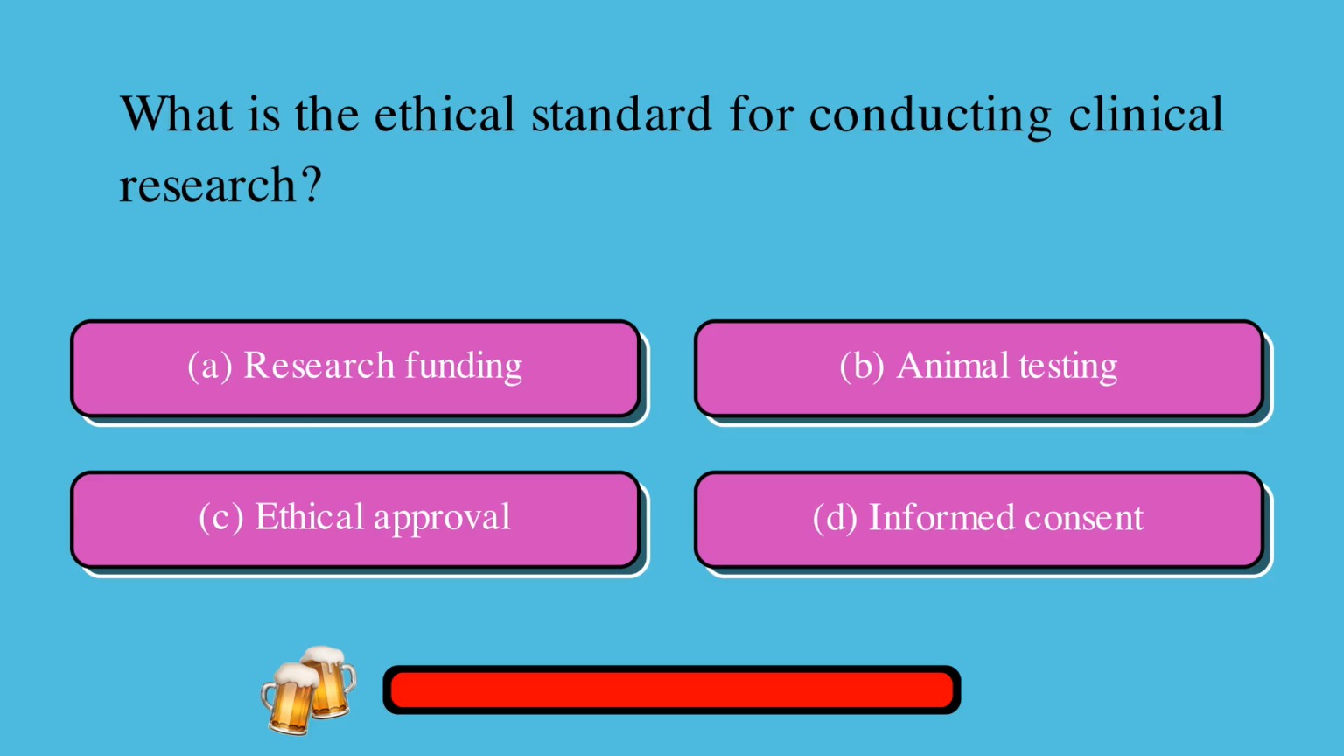What is the ethical standard for conducting clinical research? A, research funding, or B, animal testing, or C, ethical approval, or D, informed consent? The correct answer is D, informed consent.